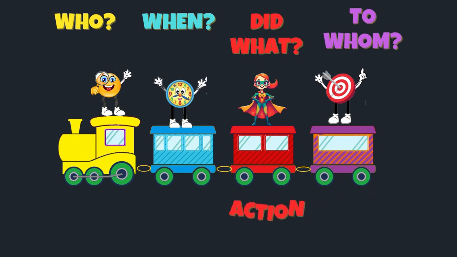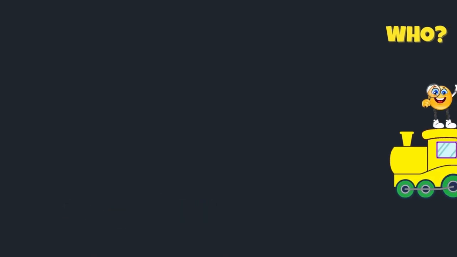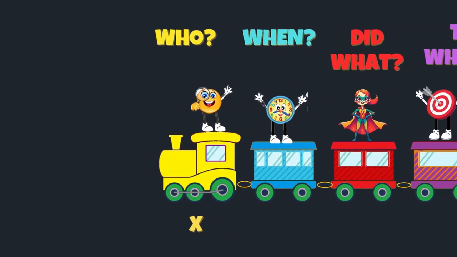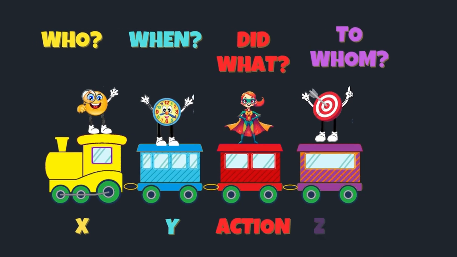The action verb is the heart of the sentence. Like a train, the verb is led by the subject and tense. To get to the heart of the story quickly, abbreviations are used for the subject and for the tense. Shortcuts are used instead of the name of the subject and object to avoid repeating their names unnecessarily.